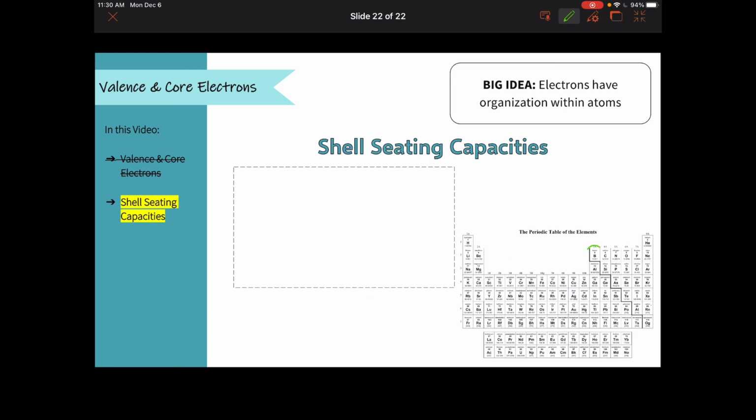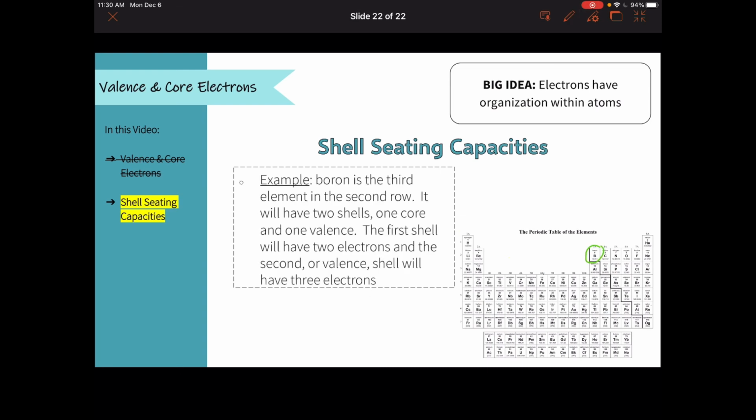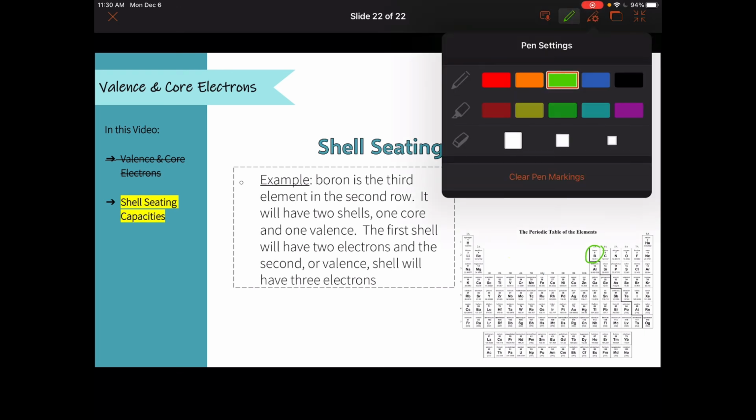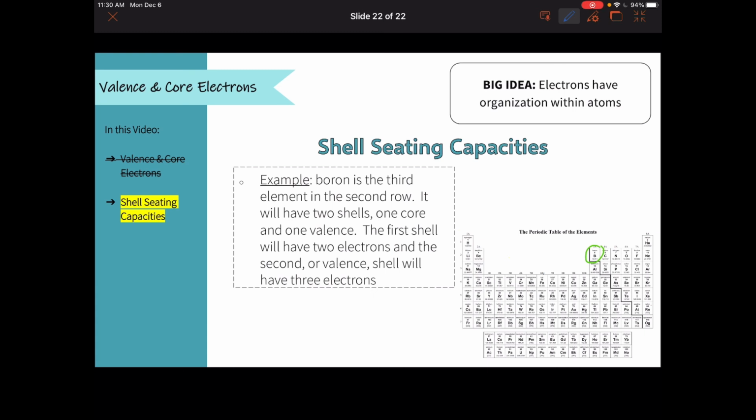Let's look at boron. I'll start by finding it on the periodic table. And I've written out my thinking here, but I'll talk you through it as well. So boron is in the second row. It'll have 2 shells, so let me draw that. Boron, and then 2 rings. The inner shell is a core shell, and the outer shell is a valence shell. So my core shell will be full. That's the inner shell.